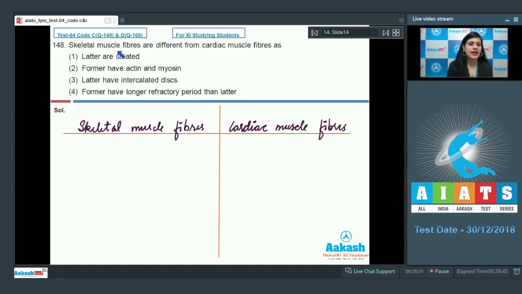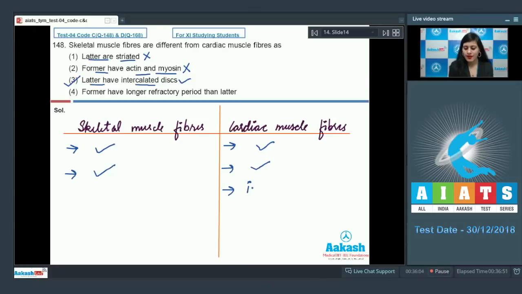Question number 148. Skeletal muscle fibers are different from cardiac muscle fibers as latter are striated, and this is an incorrect option, because both the skeletal muscle fibers as well as cardiac muscle fibers are striated in nature. Option number 2 is former have actin and myosin, and this is an incorrect option, because all type of muscle fibers, whether they are skeletal muscle fibers or cardiac muscle fibers, they have actin and myosin.